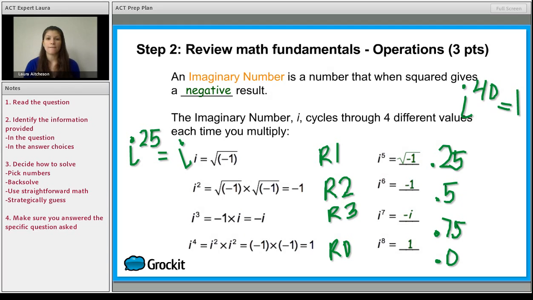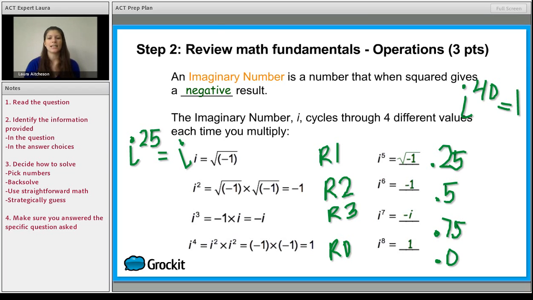So it's all a pattern. You can watch this part again, you can see me go through it again. The idea is you can either use remainders or you can use the 0.25, 0.5, 0.75, 0.0. What we're trying to demonstrate is that it just goes in order. And it's all built on this idea that i is equal to the square root of -1.